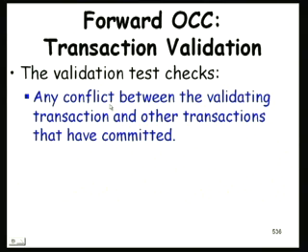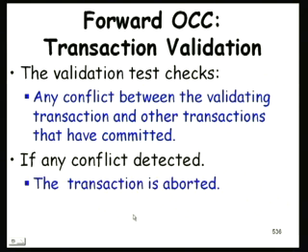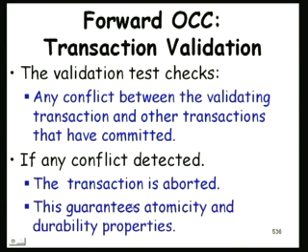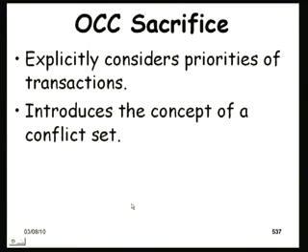So, if there is a conflict detected with an already committed transaction, then this transaction which was trying to commit would have to be aborted. This would guarantee the atomicity and durability properties. But the only problem is that in the OCC forward, a transaction which is almost at the end of completion is aborted, and that can lead to not only wastage of a lot of work, but also deadline misses for the one that is aborted.